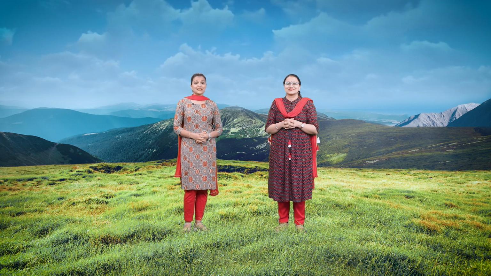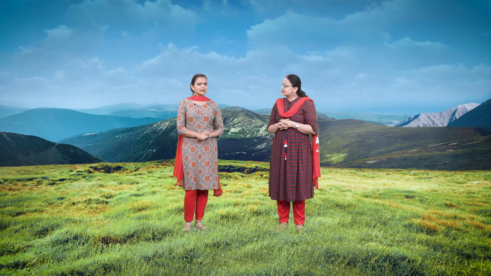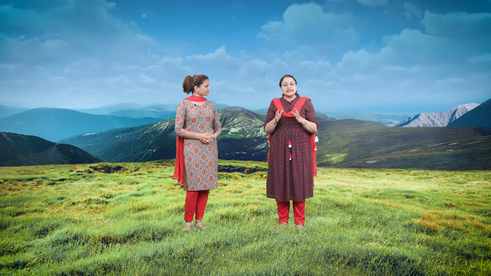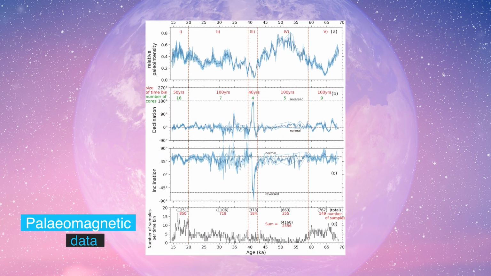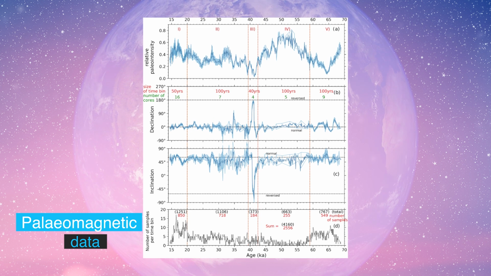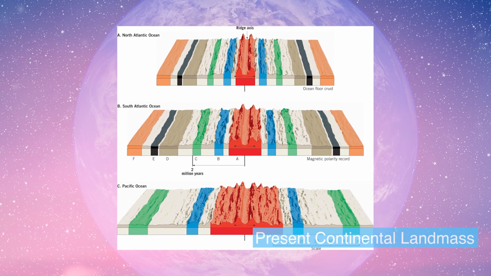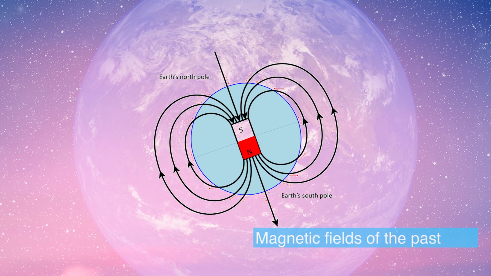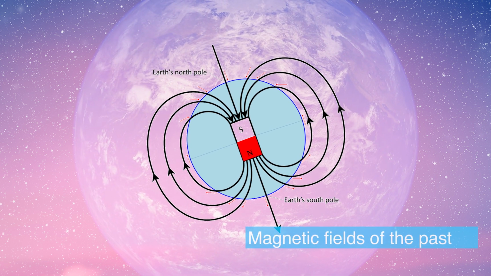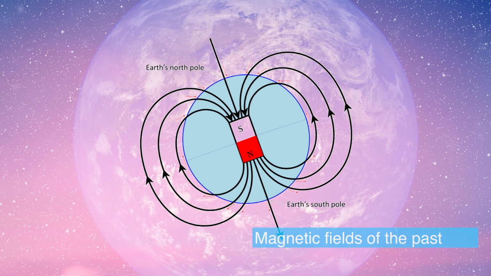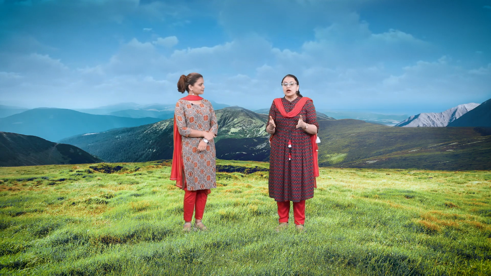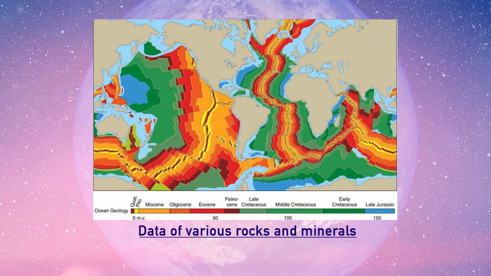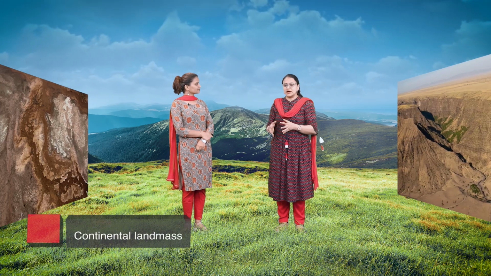My God. So, how did we get to know about it? I mean, is there any proof of it? Oh yes, of course. Scientists using paleomagnetic data have determined the positions held by each of the present continental landmasses in different geological periods. Here, by paleomagnetic, I mean magnetic fields of the past. Magnetic fields and data of various rocks and minerals are also used for study in determining positions of land masses.